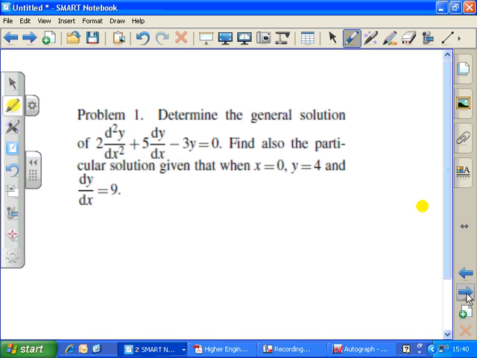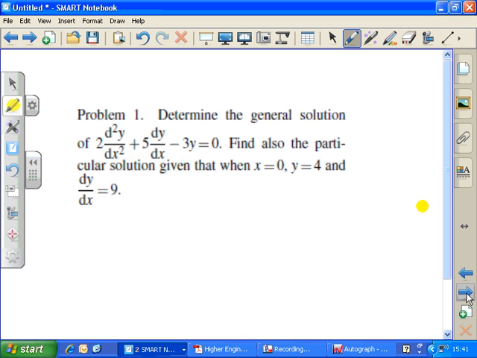Determine the general solution of the differential equation 2 d2y by dx squared plus 5 dy by dx minus 3y equals 0. Find also the particular solution given that when x equals 0, y equals 4, and dy by dx equals 9. So it's exactly the same sort of problem we've just been having a go at.